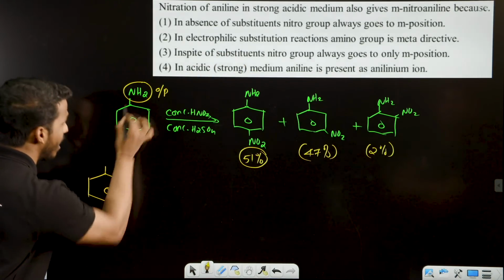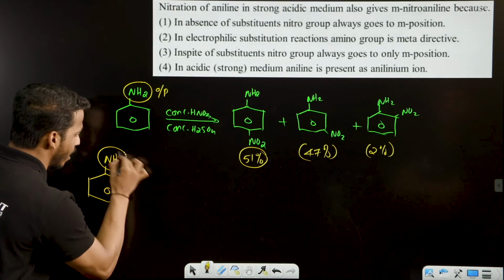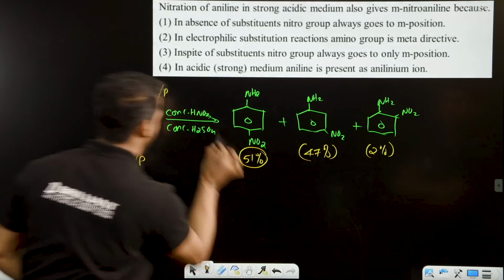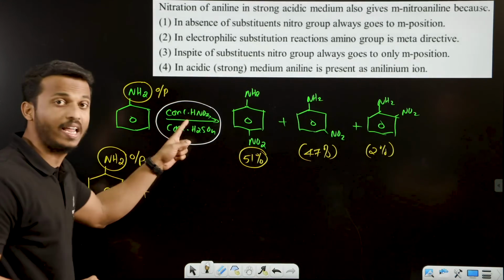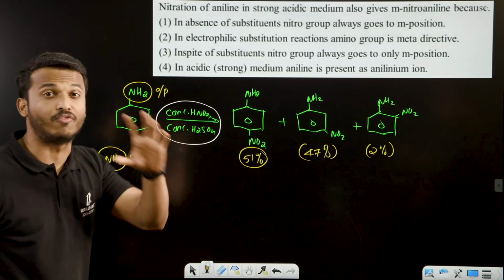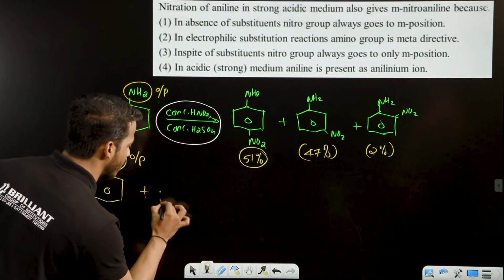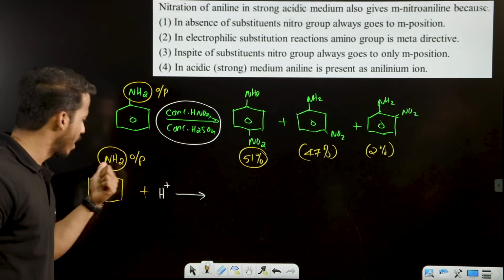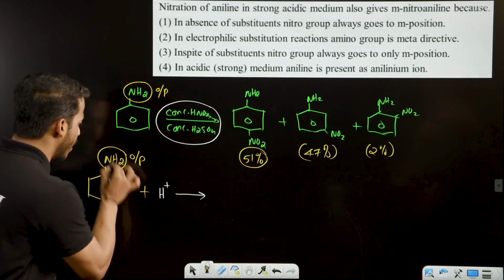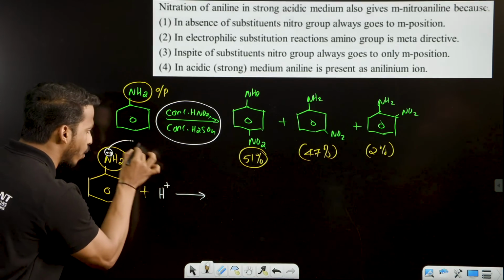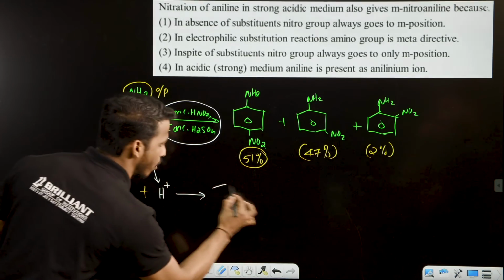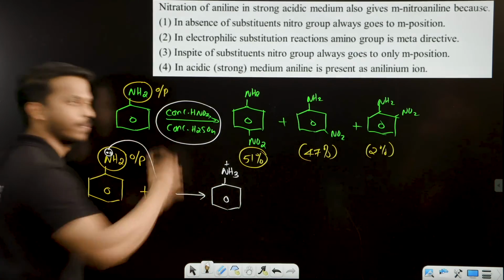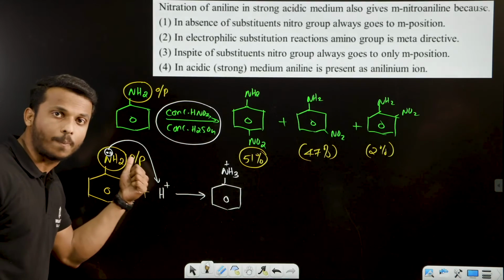We know that NH2 in aniline is an ortho para directing group. Here you are treating this aniline with concentrated HNO3 and concentrated H2SO4. It's a very strong acidic medium. What is present in acidic medium? H plus ion. H plus is acid, NH2 is base. Nitrogen has a lone pair, and by donating this lone pair, it will take this proton. So the NH2 group becomes NH3 plus.